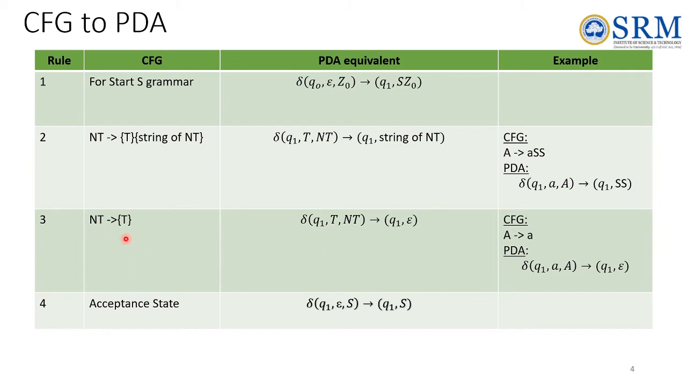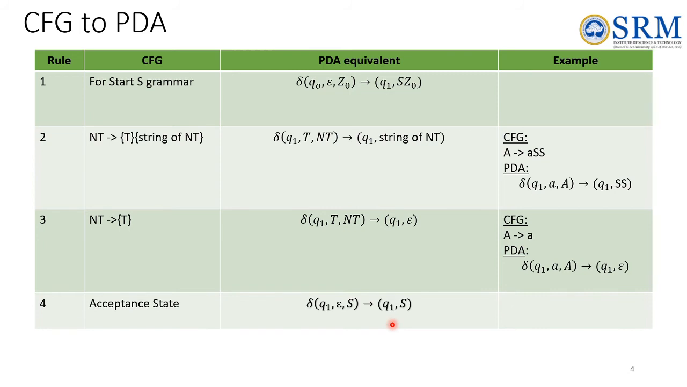Likewise, if this is the grammar I have, that can be converted into a PDA in a pop way. That is δ(Q1, T, T) gives (Q1, ε). If A gives a, then (Q1, a, A) means you are popping it. If you are reading a and the top of the stack is A, pop it out. And finally the acceptance state, as I said, in a state when there is no input and the top of the stack is my start symbol, just go to it, and that's my acceptance state.